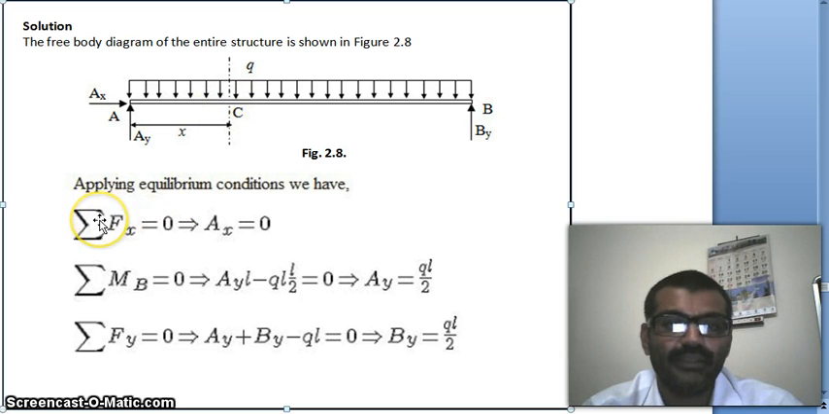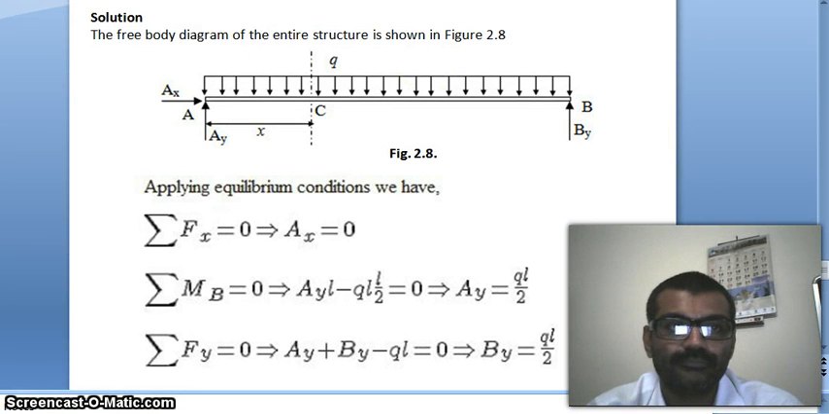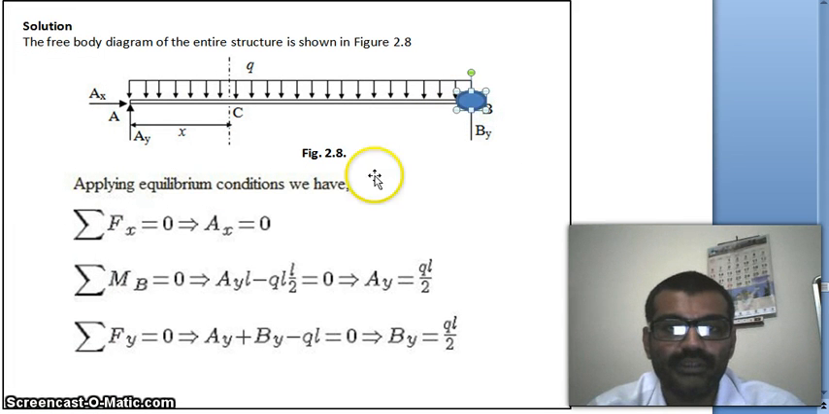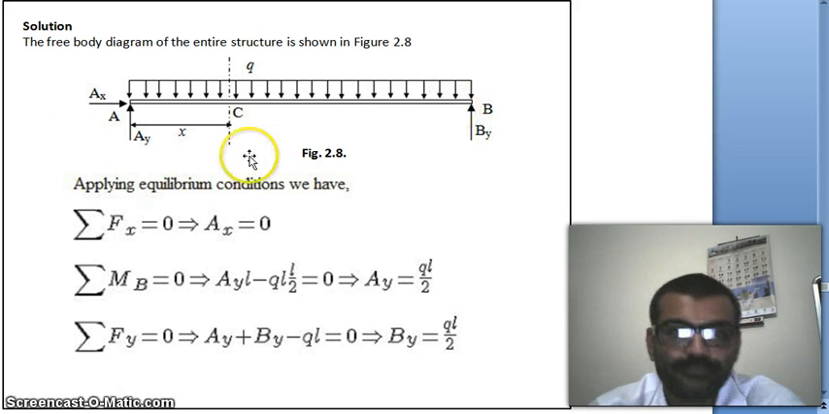Let me apply the equilibrium condition, sigma Fx is equal to 0. Let me take the moment at this point C, then Ay, that is force Ay into distance x. So we are taking the moment with respect to this point B. With respect to this point, Ay into the distance, that is L. So Ay into this distance L. This is the clockwise moment, so take it positive.